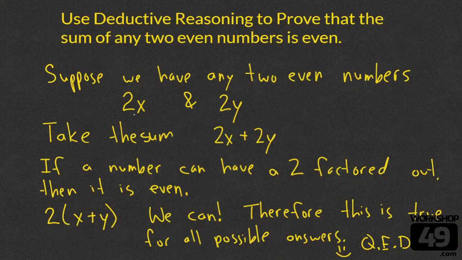We've shown that if you take any even number and any other even number, add them together, that this little answer here can always have a 2 factored out, which proves that it's always even. Let's do one more.